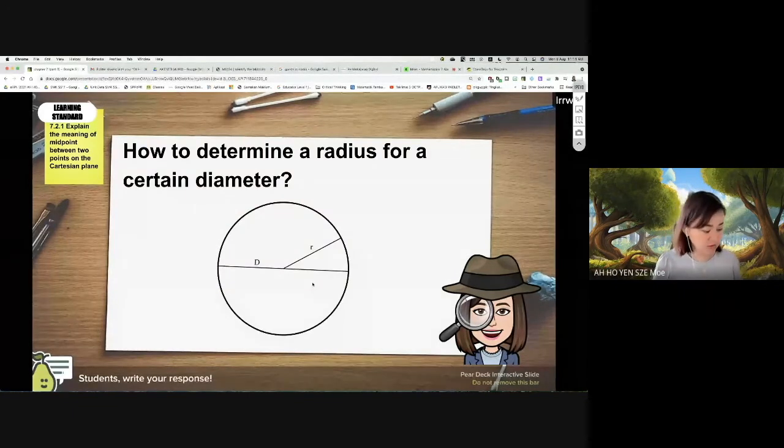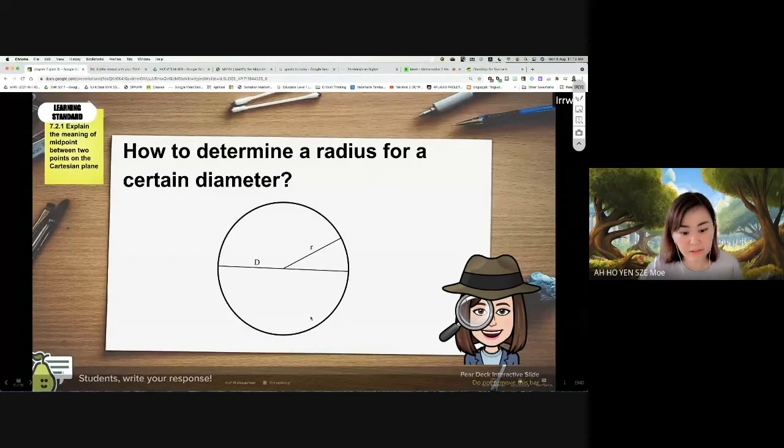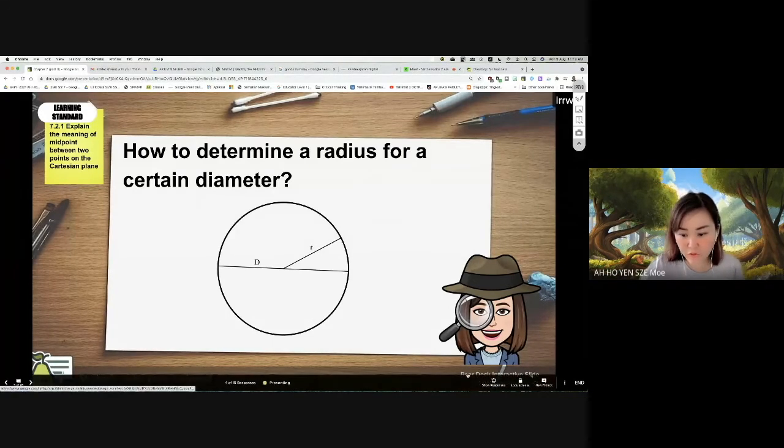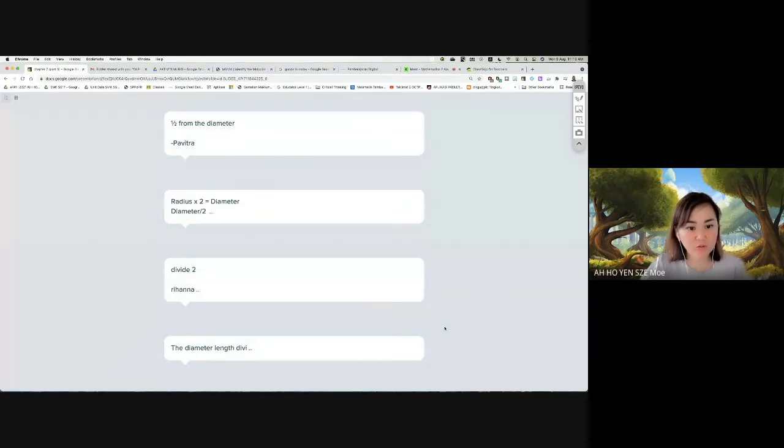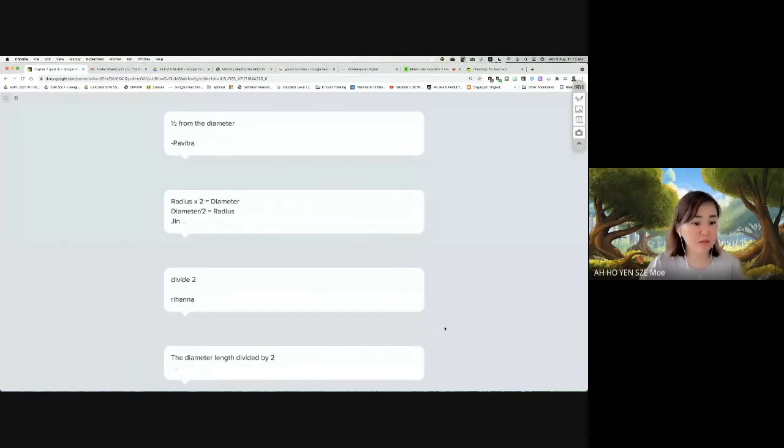Okay, yes, Kesha, you already responded in the chat. How about the rest? Let me check on the responses. Only 4 out of 19 responses. Mana yang lain? Boleh type kat ruangan chat kalau siapa tak boleh respond kat sini ya. Okay, half of the diameter. Radius multiplied by 2 is equal to diameter. Okay, good. Divide by 2. Yes, divide by 2. Many of you can remember, right?